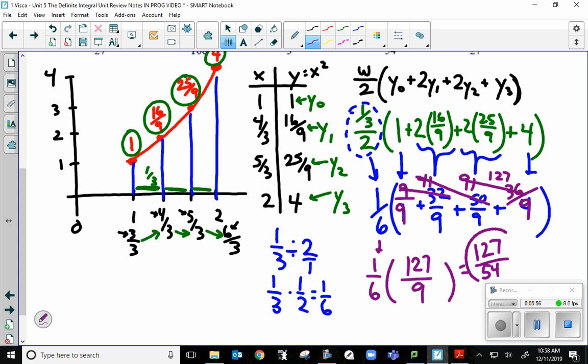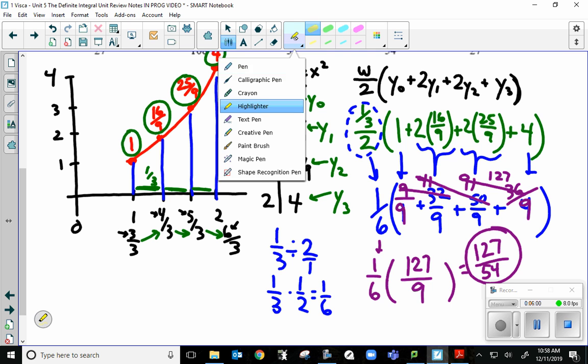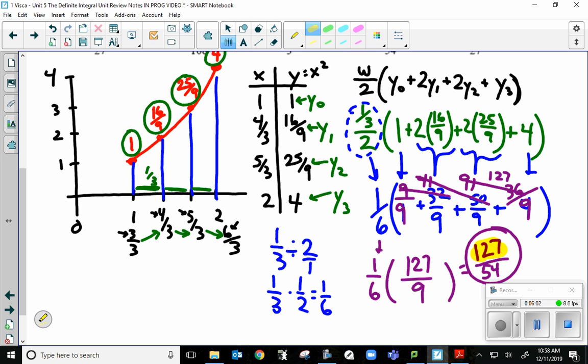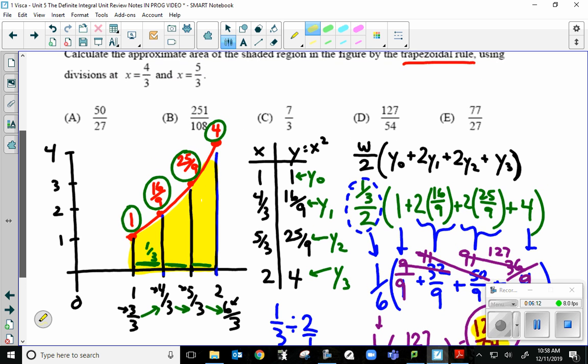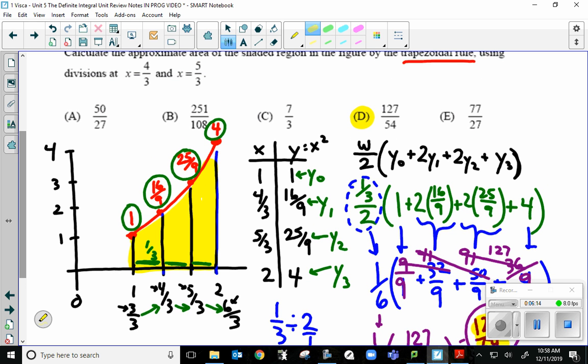This is the area under the curve. That number, 127 over 54, represents this area under the curve. Boom. And guess what? 127 over 54. Oh, look at that. Perfect. The answer is D. Nice. It's all setting up our trapezoid rule and using it.